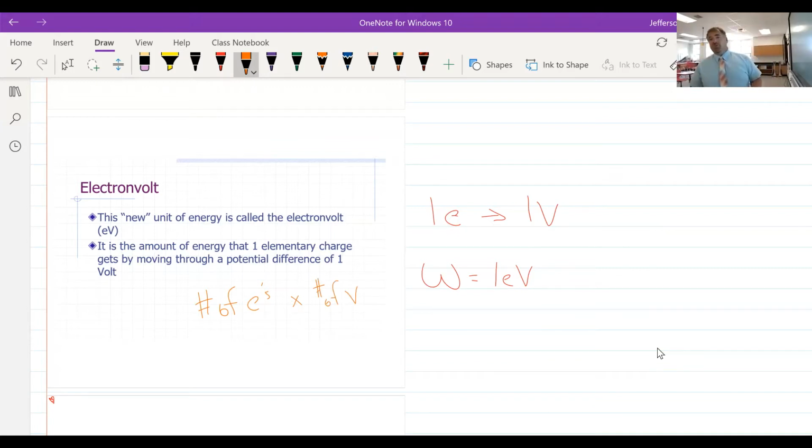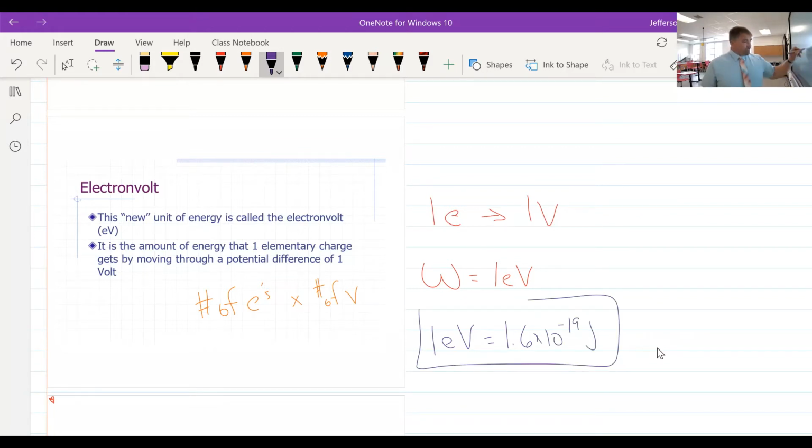So if I ask you to find the energy that 2 elementary charges get when they move through a voltage of 4.5 volts, you would just go 2 times 4.5, 9 eV, done. As opposed to going 2 times the 1.6 times 10 to the negative 19th coulombs times 4.5 volts. It just gets more complicated. So just know that the eV is a unit of energy, but it's a unit of convenience. And for the record, on the front page of your reference tables, 1 eV is equal to 1.6 times 10 to the negative 19th joules.